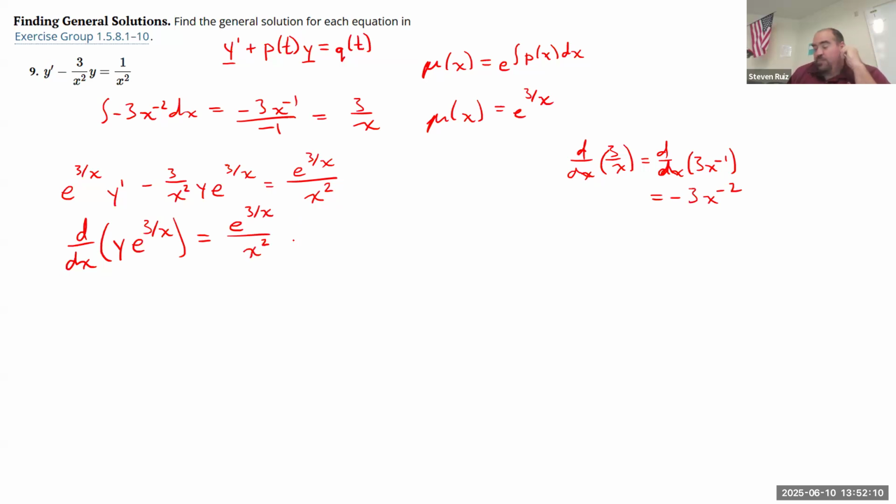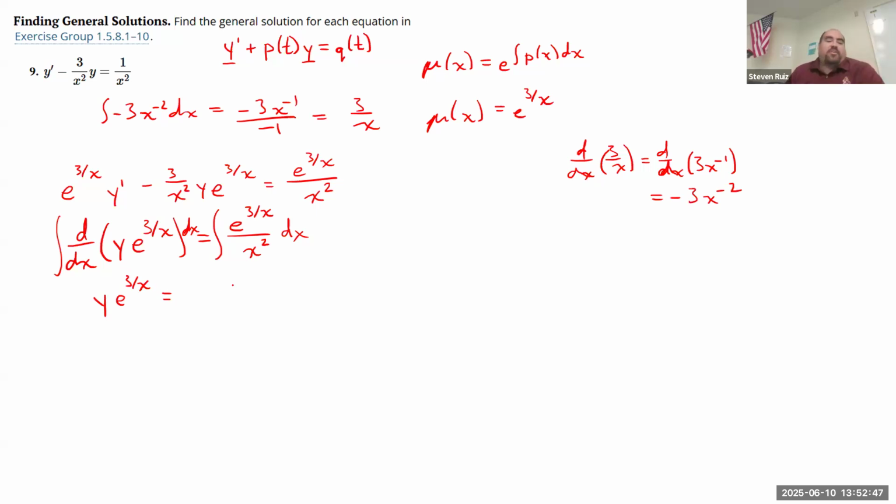All right. Now that integrating factor did indeed allow us to integrate. I'm going to integrate both sides with respect to x. On the left, the integral and the derivative are inverse operations, so that allows me to just write y e to the 3 over x. The right-hand integral might be a little more complicated, so let's talk about how to deal with it.